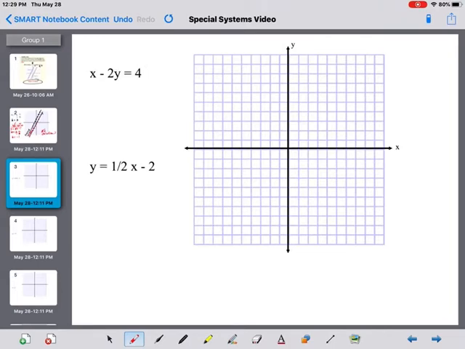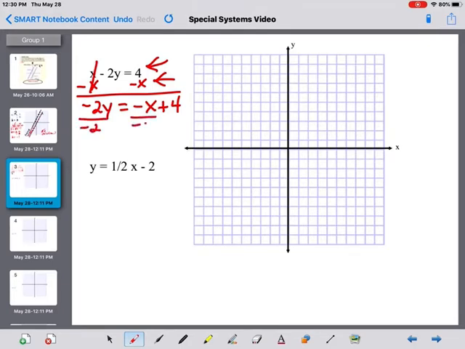So again, it's definitely not in slope-intercept form, so I do need to get rid of the x on the left-hand side. My first step would be to subtract x on both sides. I'm left with negative 2y on the left and negative x plus 4. Remember, we're putting the x term followed by the constant. I still need to do some division here, so I have to divide every term by negative 2.